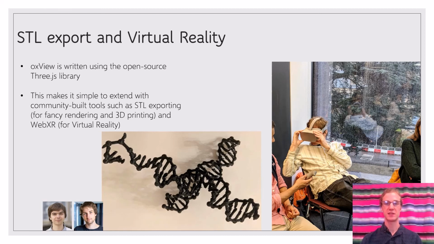Because of this, the software is easy to extend using community-built plugins, such as an STL exporter, which allows export of structures into Blender, where they can be rendered or further exported to a 3D printing mesh. Shown here on this slide is a 3D printed holiday junction, and the oxDNA model figure I showed in the first slide was a Blender render of an oxView scene. Three.js also has a WebXR plugin, which allows oxView to run on the Oculus Go headset for viewing structures in true 3D.